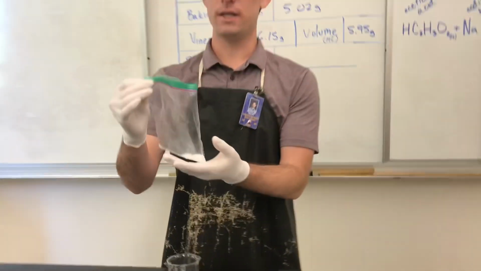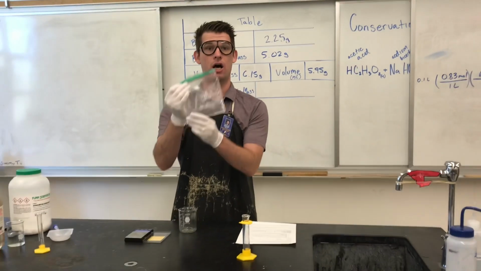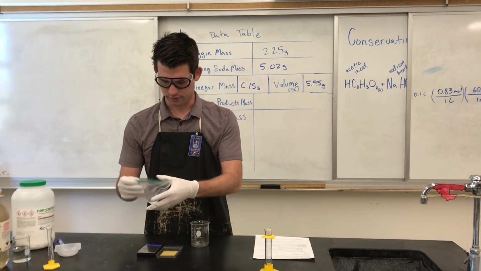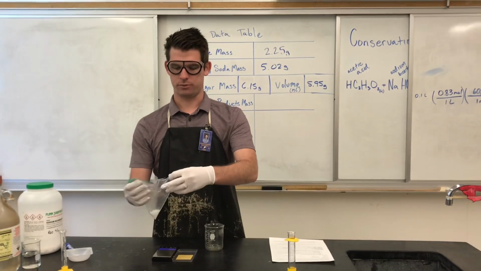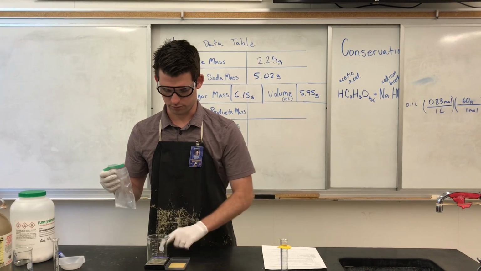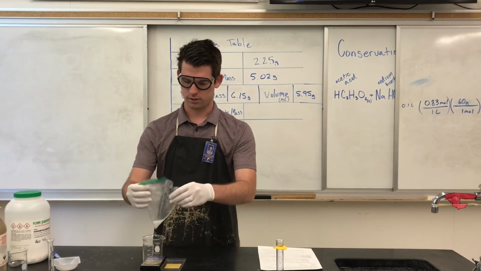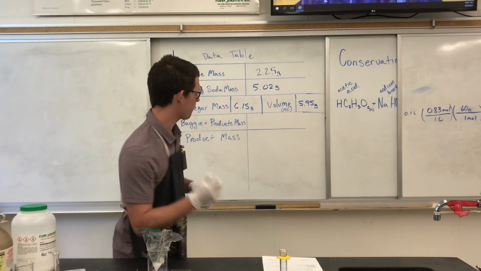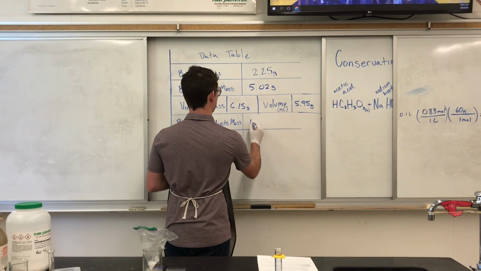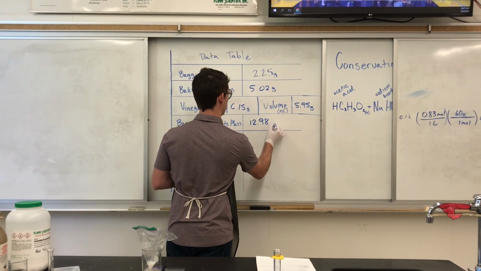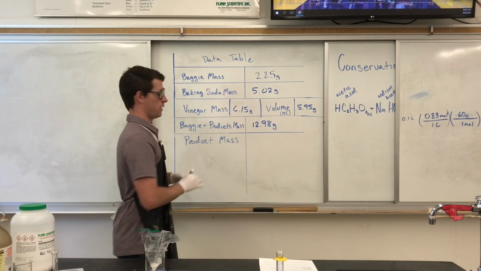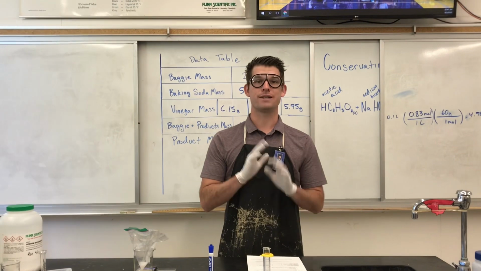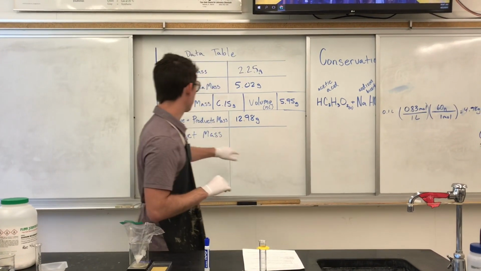Okay, and now what we need to do is measure the mass of the bag and all its contents. So press tare, so we get to 0. And actually, because it's so unwieldy, I'm going to tare this and then place everything inside. So now we're at 12.98. 12.98 grams. We did that. Your whole data table is now filled out except for the product mass.